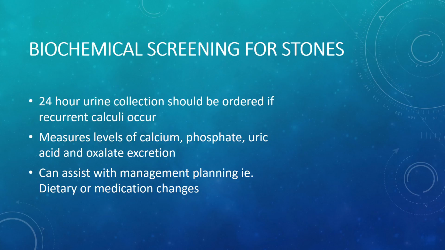Biochemical screening for stones. A 24-hour urine collection should be ordered if recurrent urinary tract calculi occur. This recurrence should raise suspicion of conditions such as hyperparathyroidism, cystinuria, hyperoxaluria, or idiopathic hypercalciuria. This collection will measure calcium, phosphate, oxalate, and uric acid excretion. The composition of past or removed stones should also be analysed to determine their exact makeup.